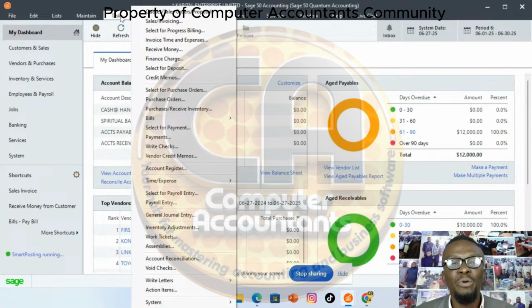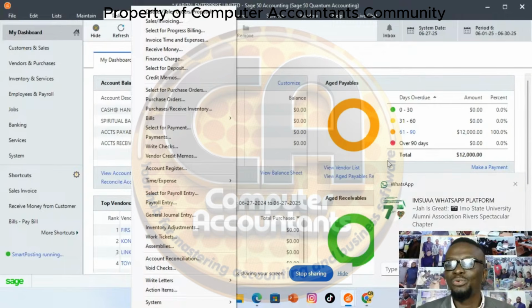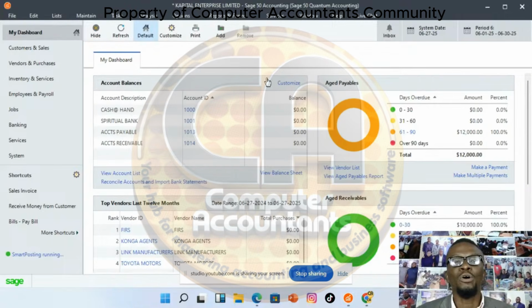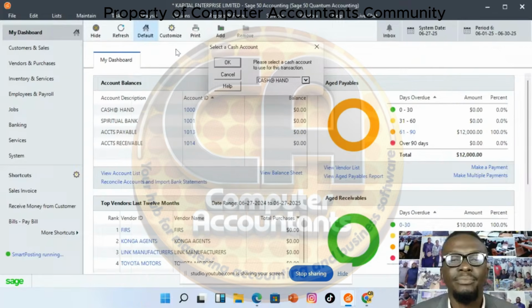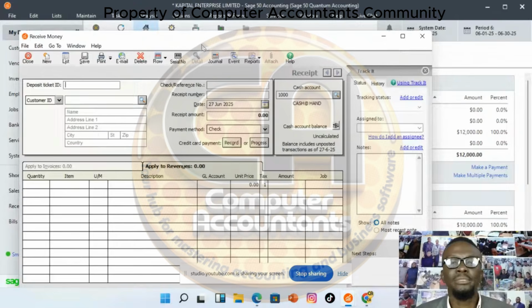What do you do? You go back to tax and go to receive money. Or if what you have there is receipt, that is correct, you go back to receive money. Tax, receive money. Good. Now, this dialog box wants to know the medium of payment. Was it paid by cash or by bank? The question says for cash, so I'll leave it and click OK.